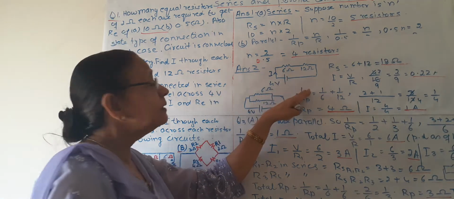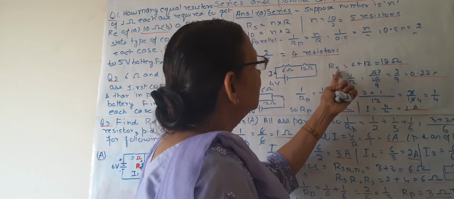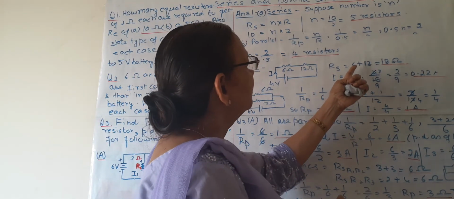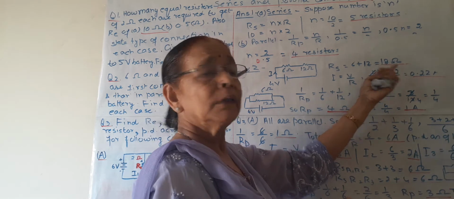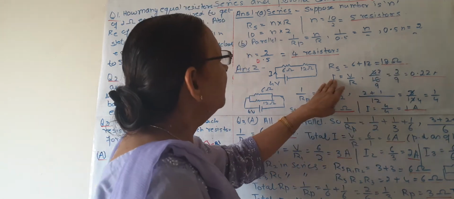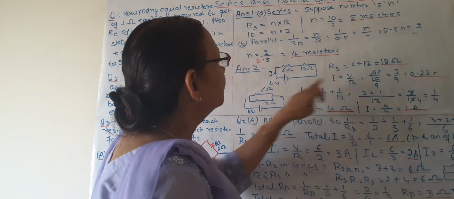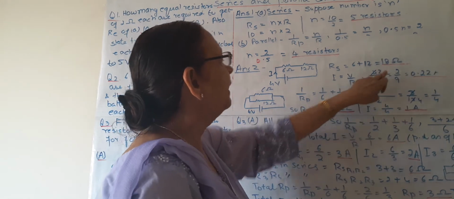So very easy. 6 and 12, they should be joined in series. RS will be 6 plus 12, simply 18 ohm. So what will be I? I will be V upon R. V is 4, R is 18.